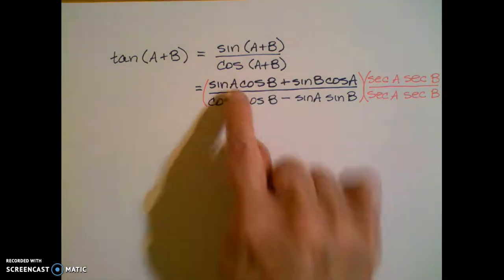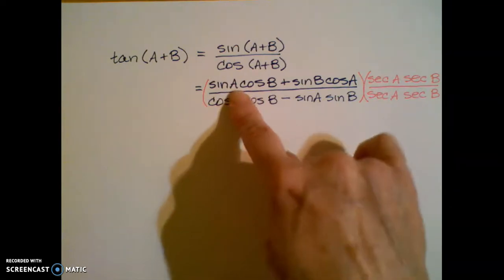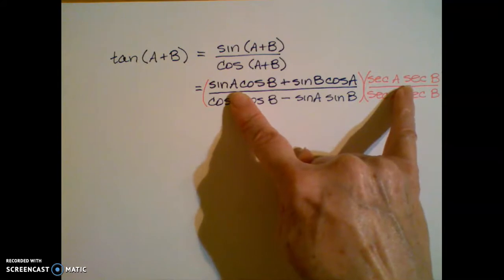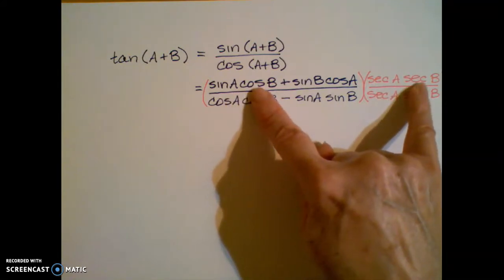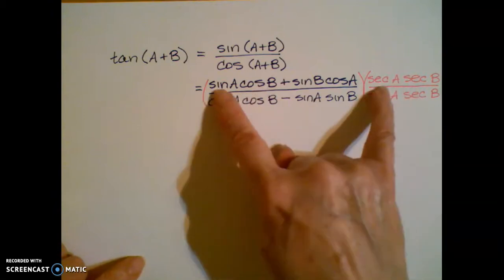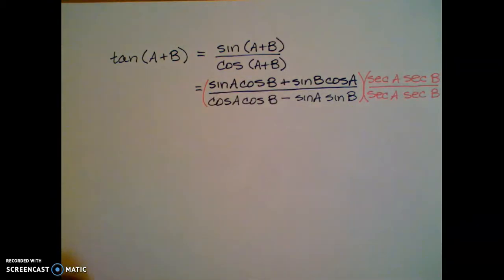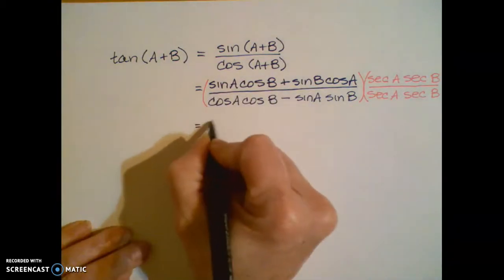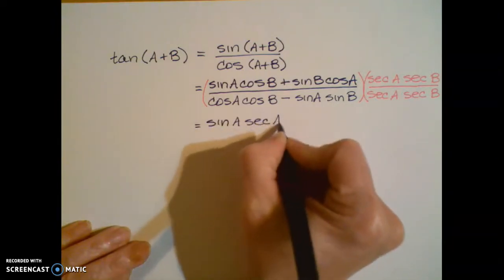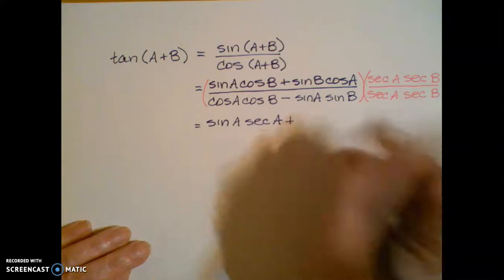denominator. Now in this case, when I try to multiply this first term, sine A cosine B, times secant A secant B, we know that this cosine B and this secant B are going to cancel each other out because they're reciprocals. When we multiply them together, they become a 1. So what we'd be left with is the sine of A times the secant of A. Plus, we're going to do the same thing here.